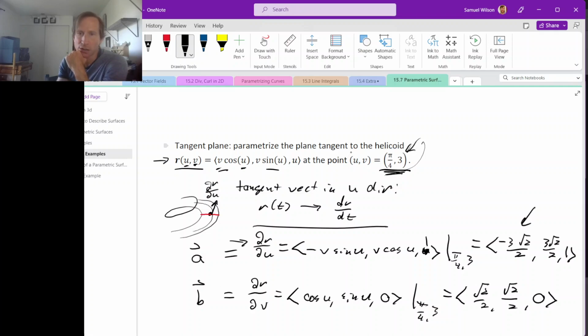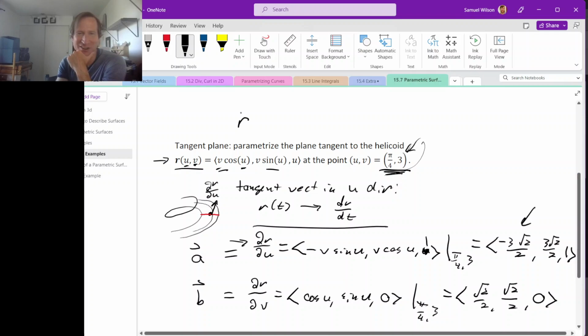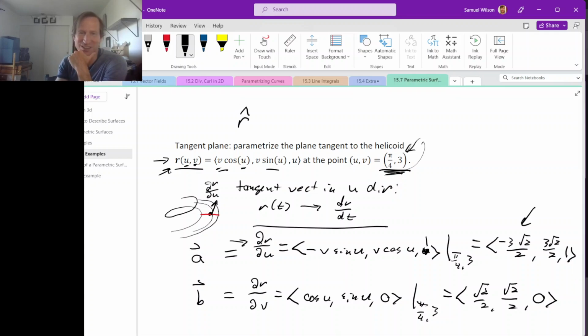So let's write a new parametric curve. It's a different R, so I should decorate this R somehow. Let me give it a hat, just so we remember it's not the same thing as the helicoid. So what should we do? Well, we need to start at this point, right? Our plane is going to be attached to this point.